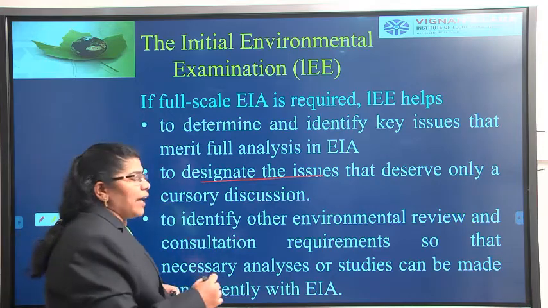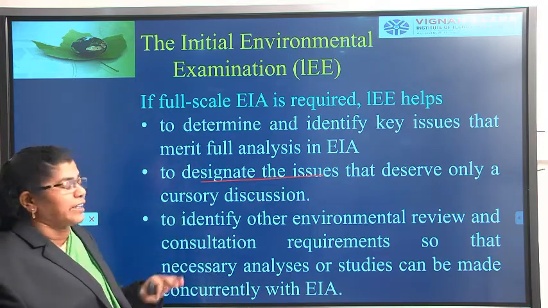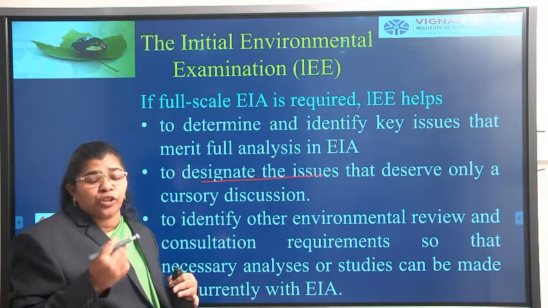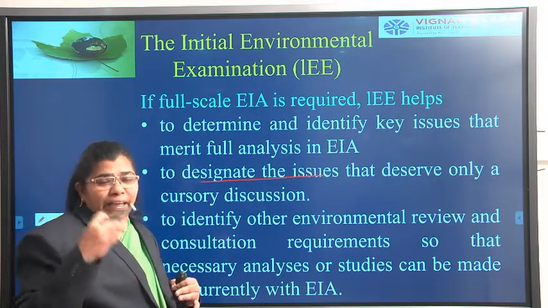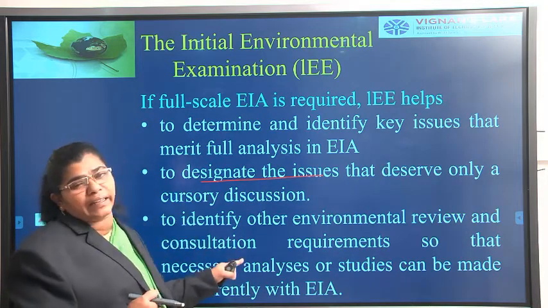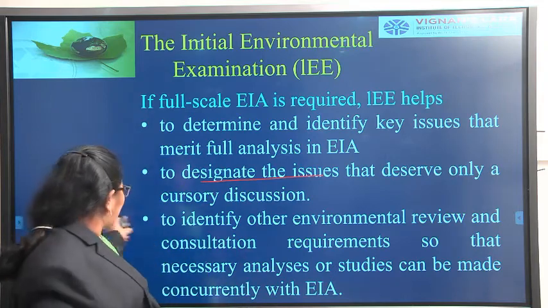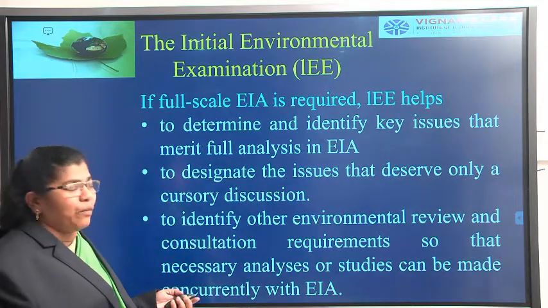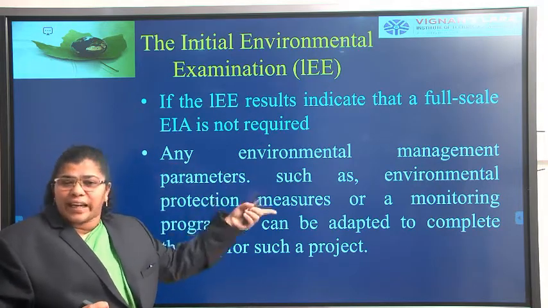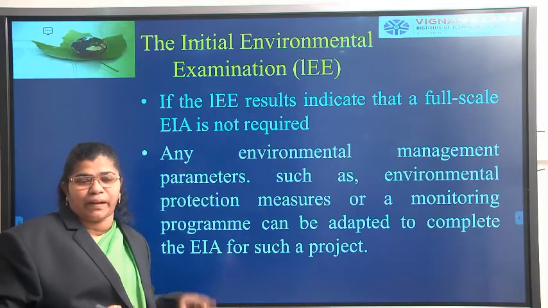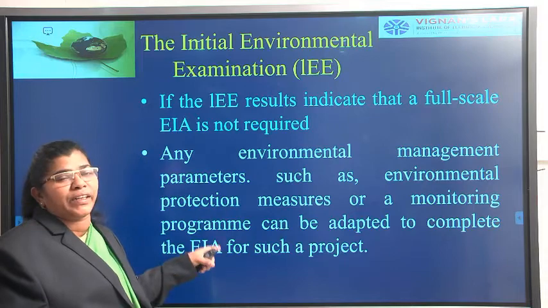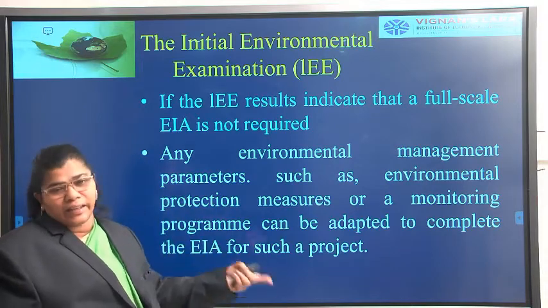Then they identify other environmental review and consultation requirements, whether, apart from this, any other environmental issues have to be taken care of, or any other things affecting the surroundings. That will be given here. So what I want to tell you is that with the IEE, there are two outcomes. They will say IEE is okay, so no EIA is required. EIA is the second step, environmental impact assessment. IEE is the initial study, right? So if EIA is not required, then they will go in for the same thing.